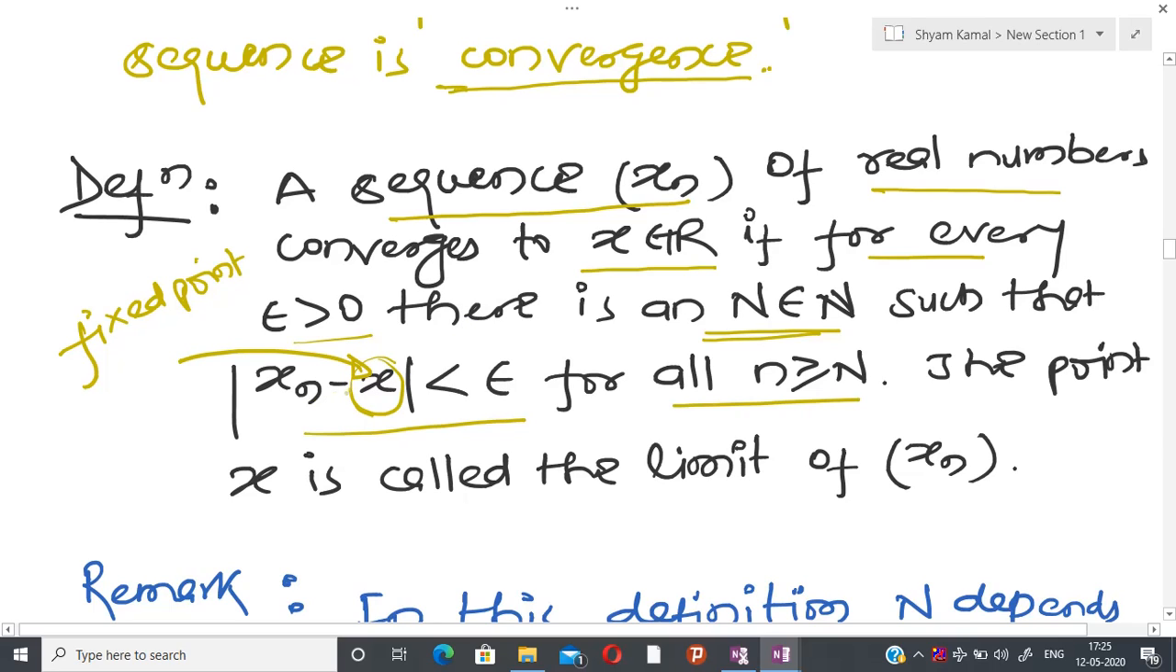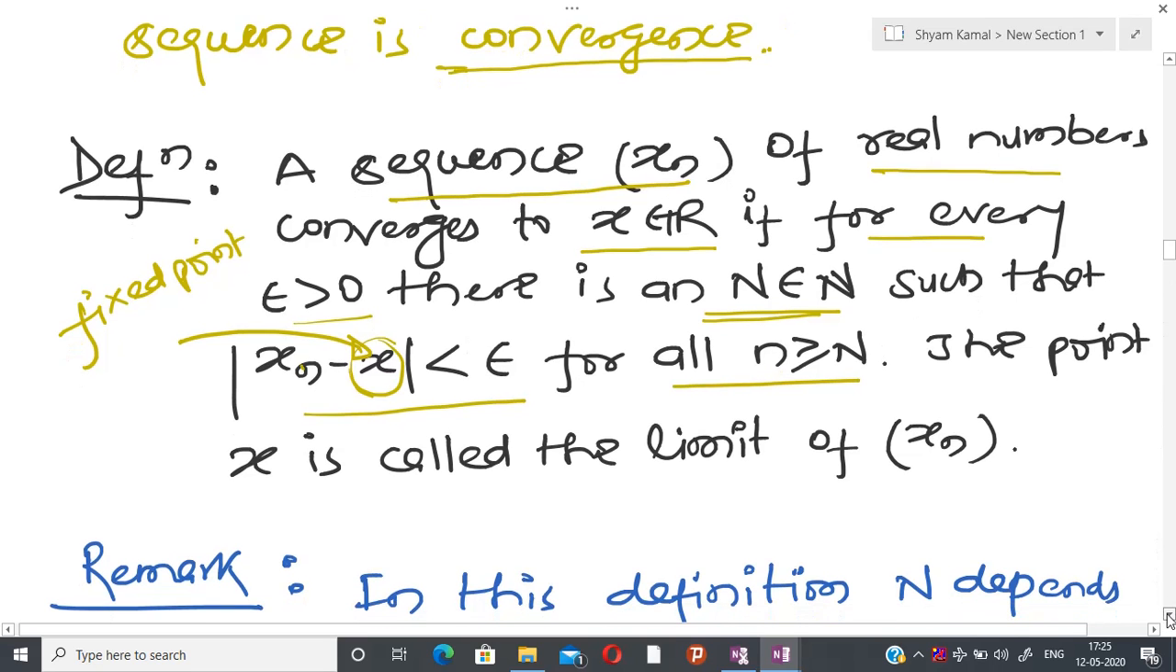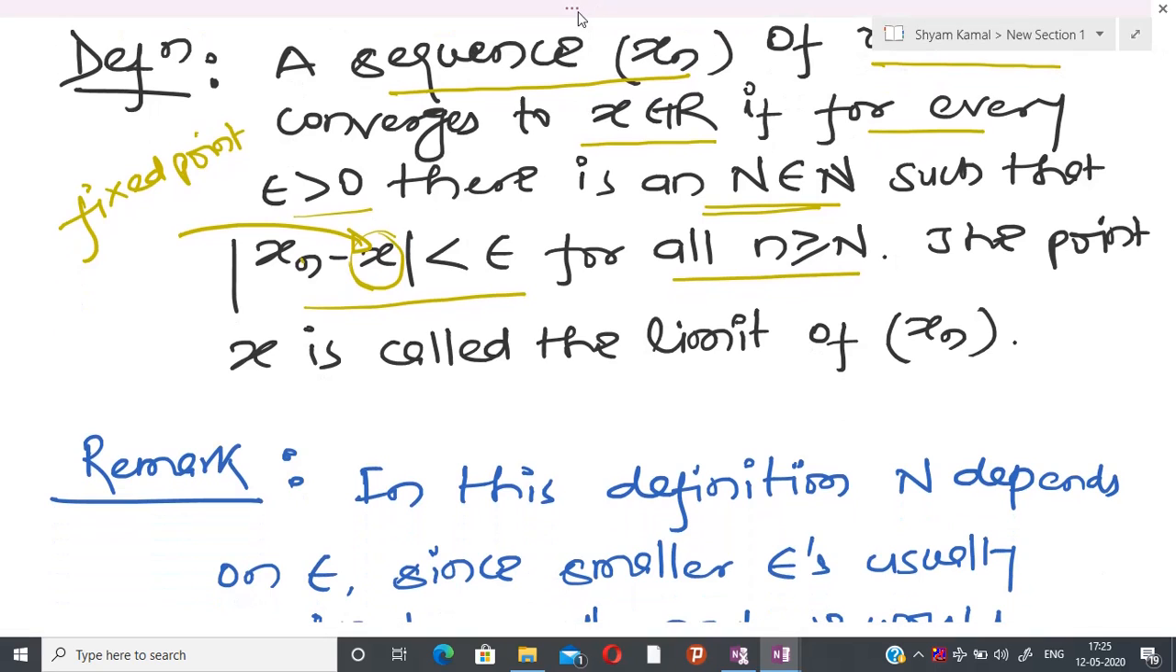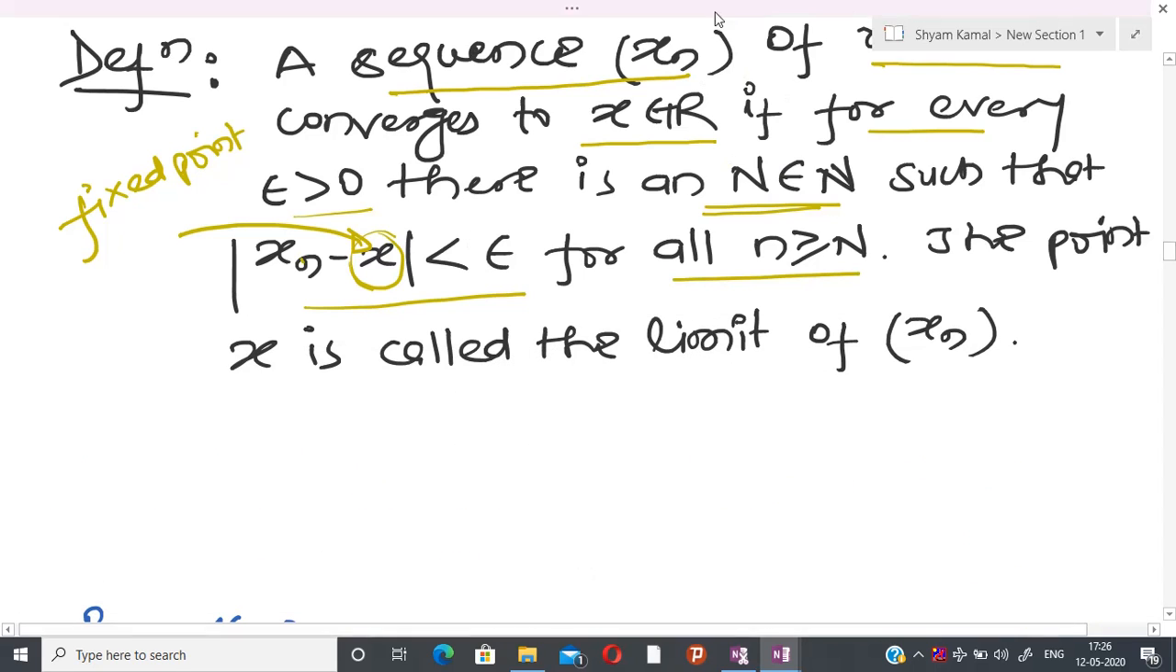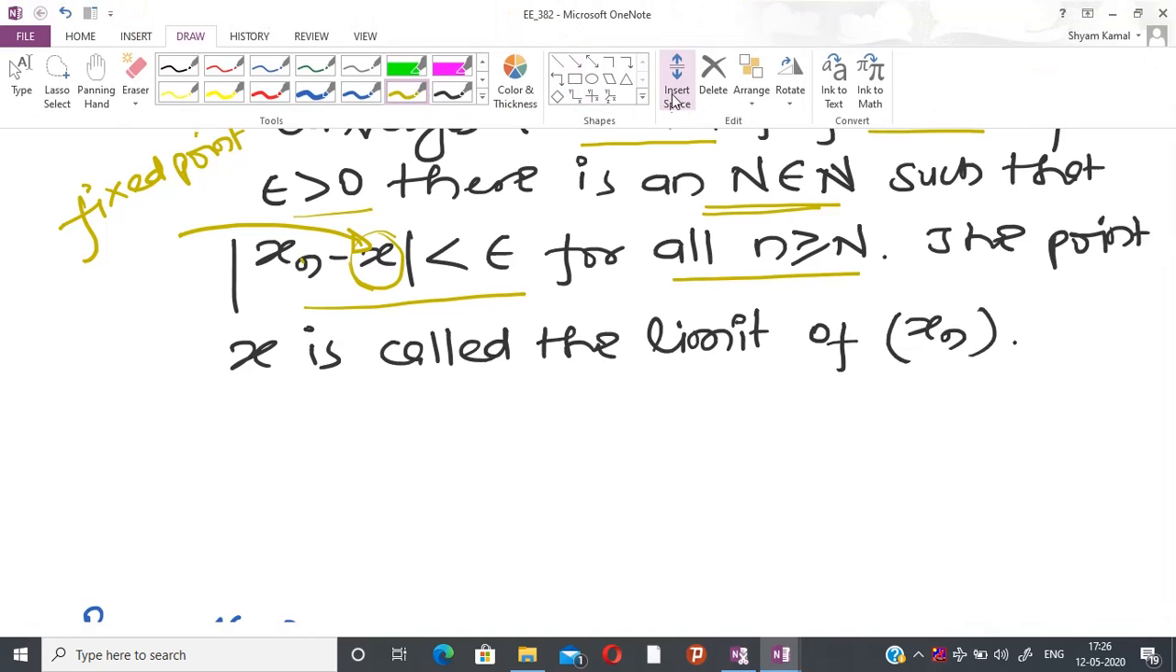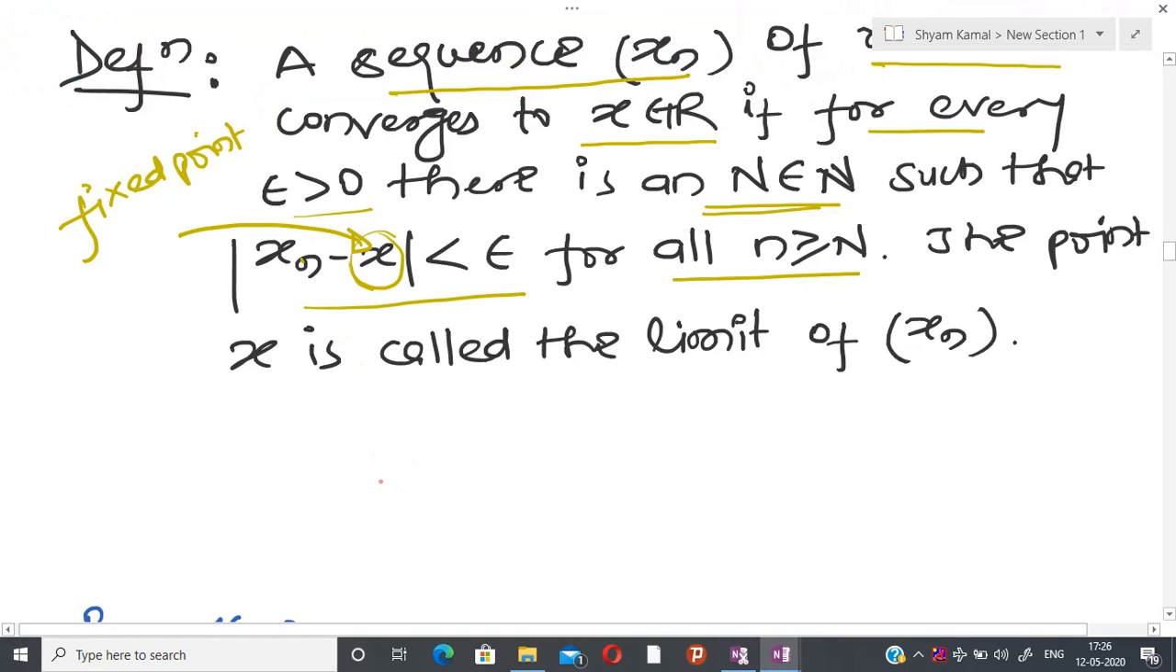So we are seeing the distance from each term of the sequence to that fixed point, and if that is less than epsilon for all n greater than N, let us try to understand this particular phenomenon using some kind of plot. Basically we have a one dimensional space, and whenever we have a one dimensional space, plotting everything is pretty easy.